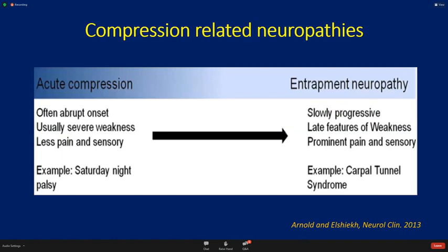Now, when you are talking about compression-related neuropathies, you can have a subtype which is entrapment neuropathy, and compression neuropathy is due to many other causes. An entrapment neuropathy refers to something which has been going on for a very long time in a region where there is a propensity for the nerve to become compressed. On the other hand, acute compression is usually of abrupt onset, and they present more with weakness and less with pain and sensory symptoms. In entrapment neuropathies, the pain and sensory features would be dominant, while weakness would be a later feature.